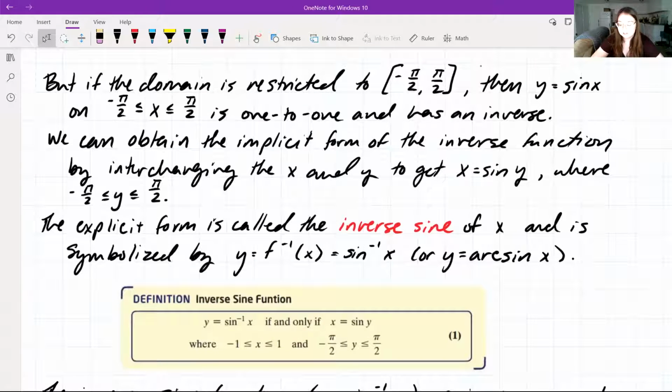So our definition for the inverse sine function: y is equal to sine inverse of x if and only if x is equal to sine of y, where x is between -1 and 1, and y is between -π/2 and π/2.